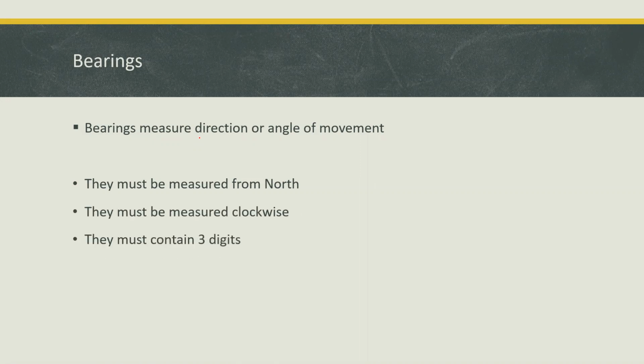And lastly, our bearing must contain 3 digits. So if our bearing is coming out as 175 degrees, that's correct because that's in 3 digits. But if it's coming out as 40 degrees, we're going to write it in the form 040 degrees. Otherwise, it won't be correct.